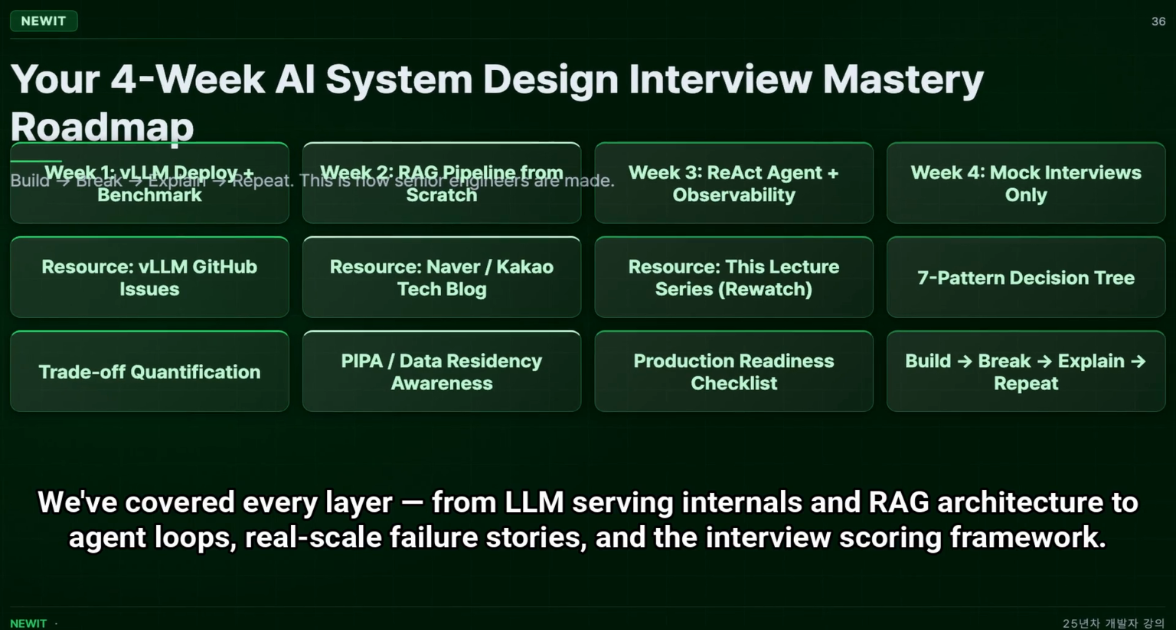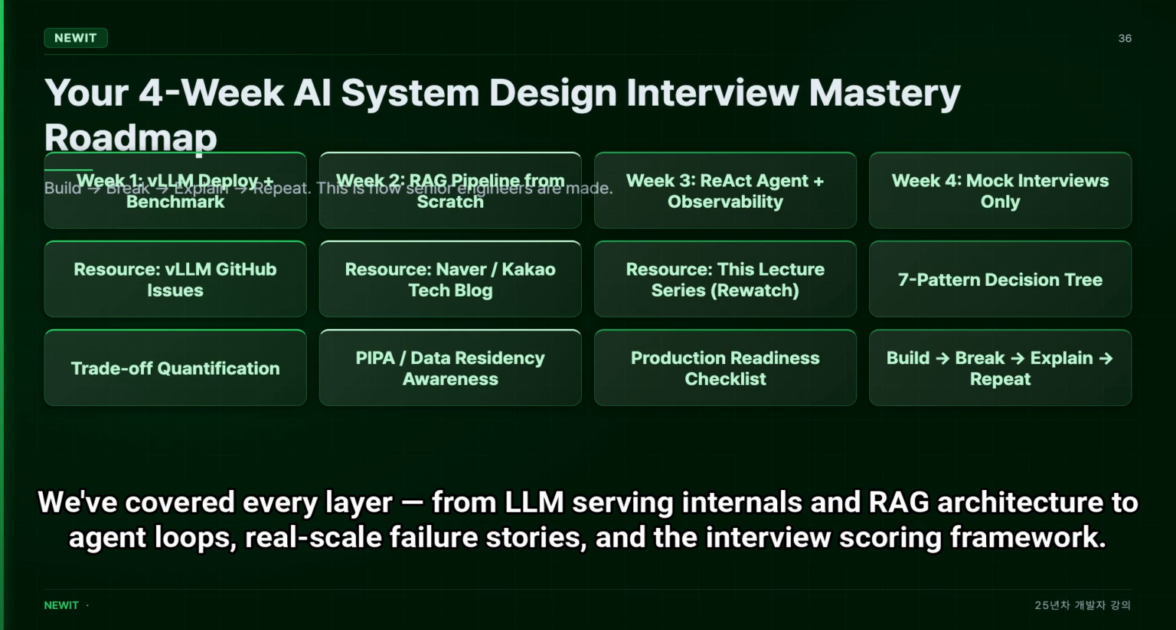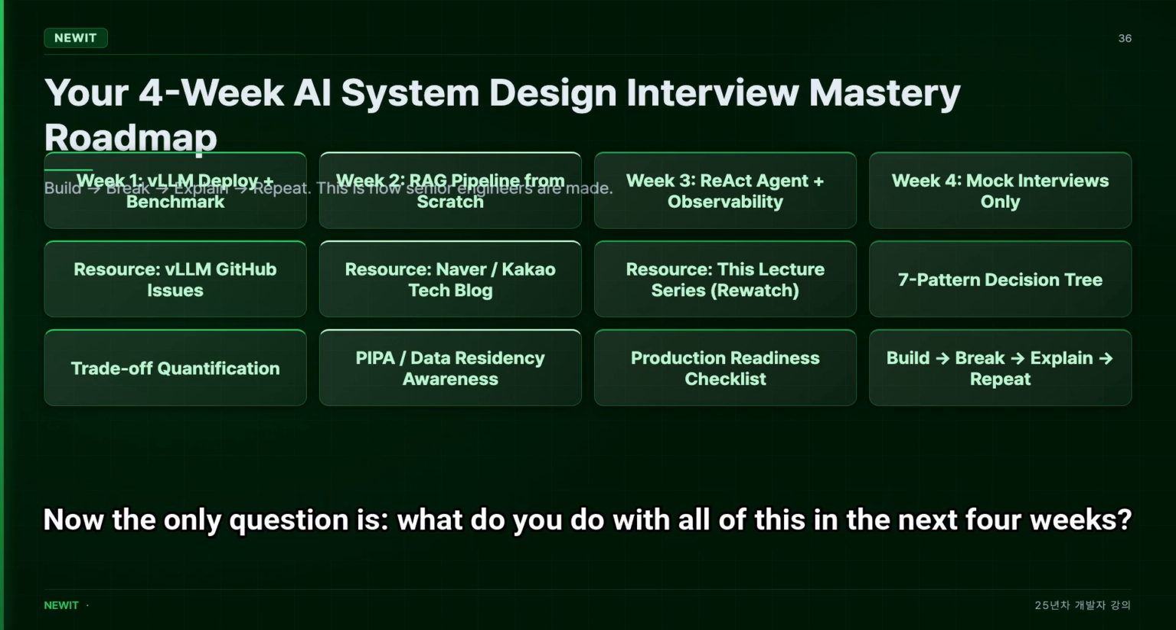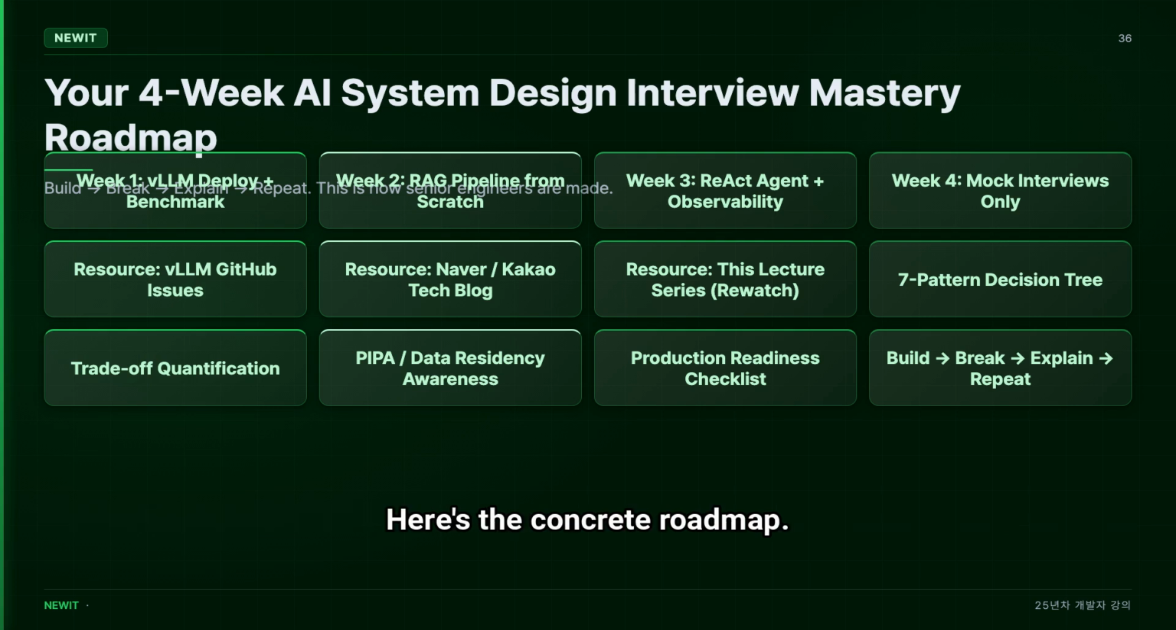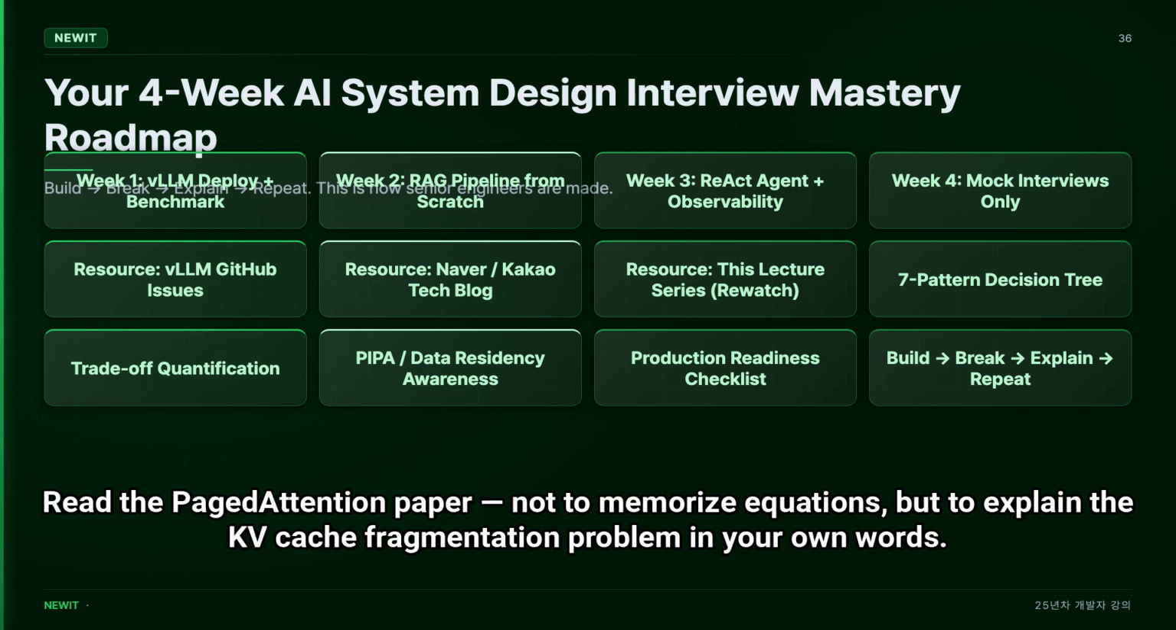We've covered every layer, from LLM serving internals and RAG architecture to agent loops, real-scale failure stories, and the interview scoring framework. Now the only question is, what do you do with all of this in the next 4 weeks? Here's the concrete roadmap. Week 1. LLM serving mastery. Deploy vLLM locally, benchmark throughput versus latency trade-offs with different batch sizes, and implement a streaming endpoint. Read the PagedAttention paper, not to memorize equations, but to explain the KV cache fragmentation problem in your own words.